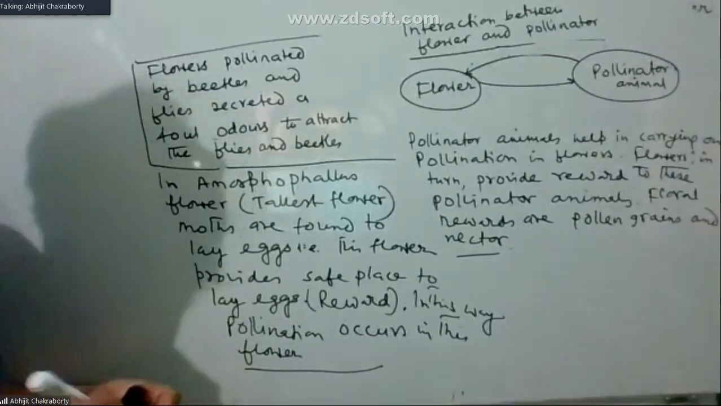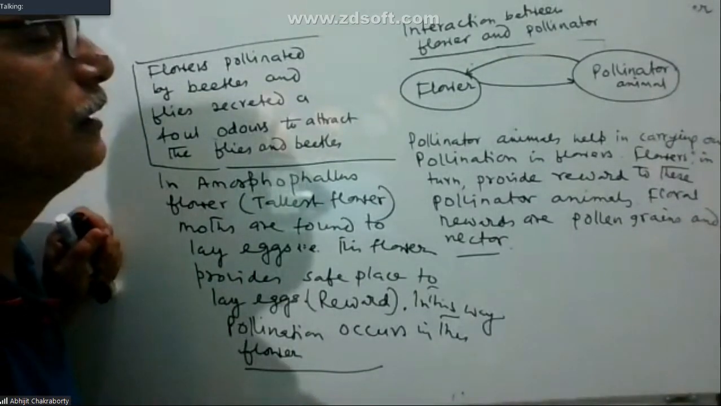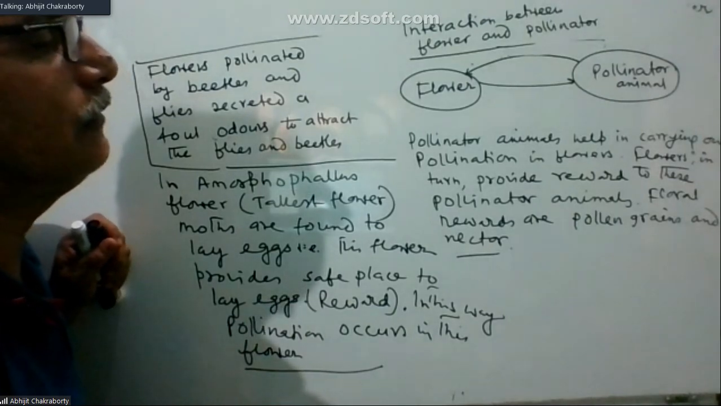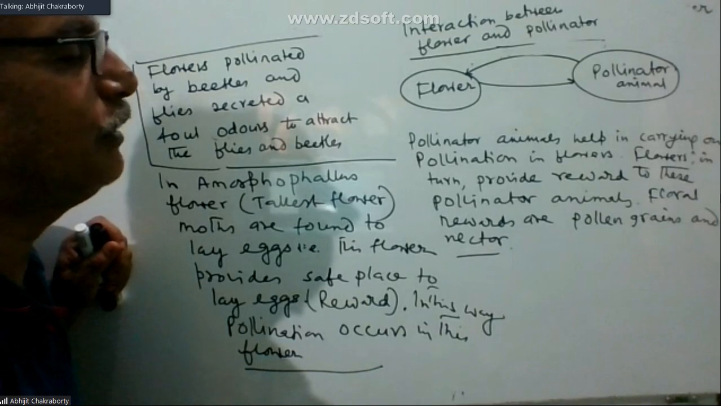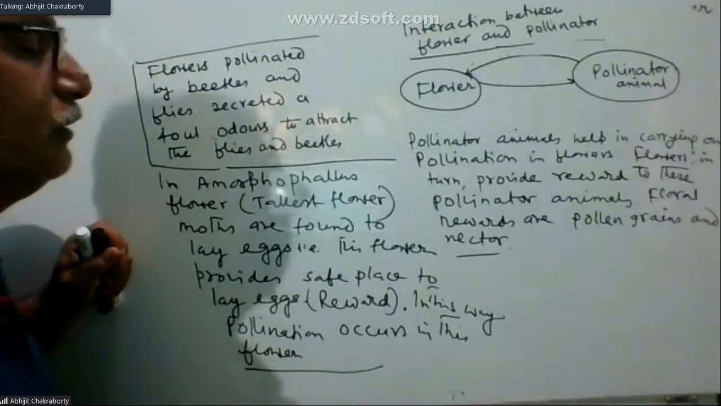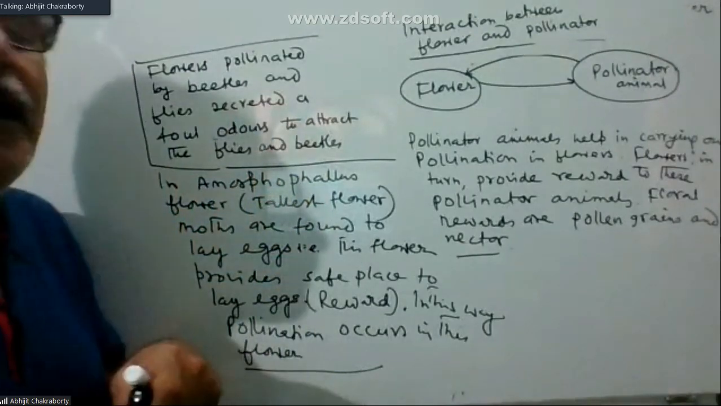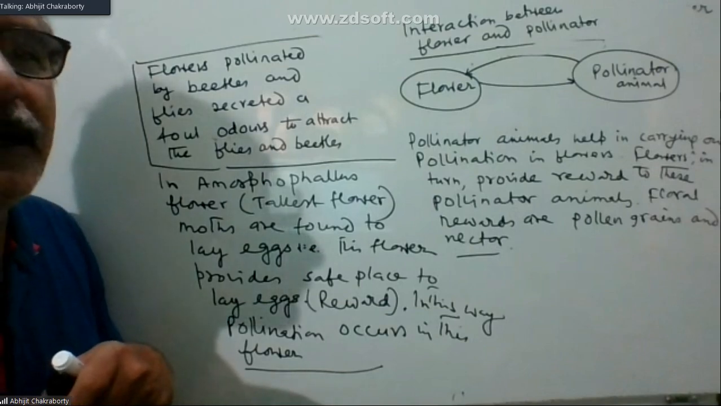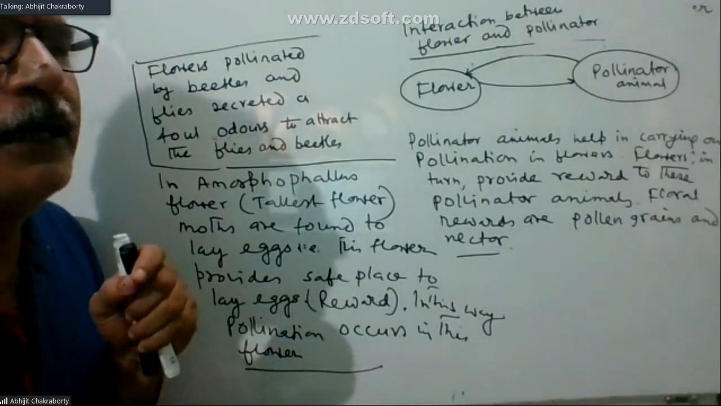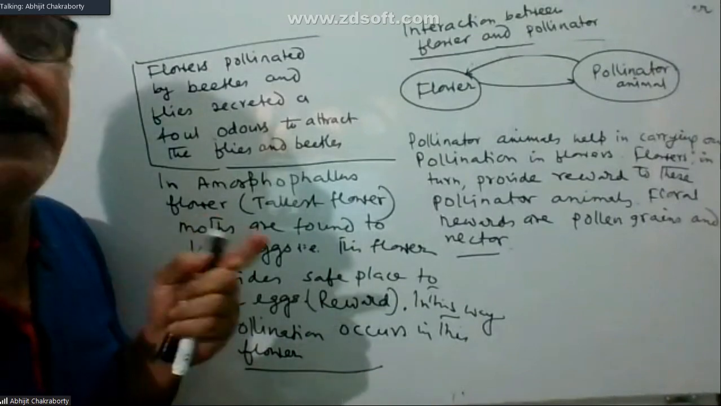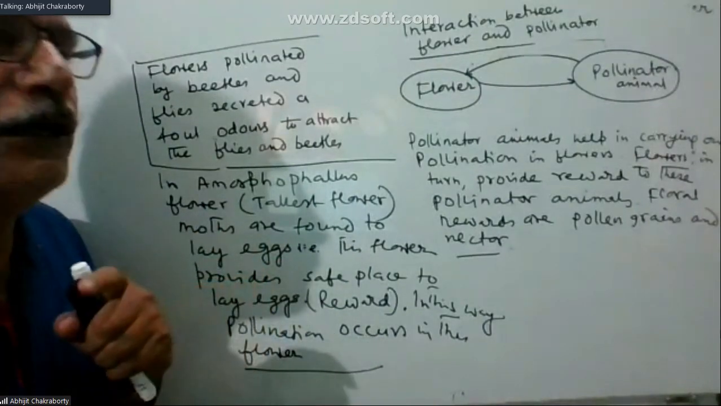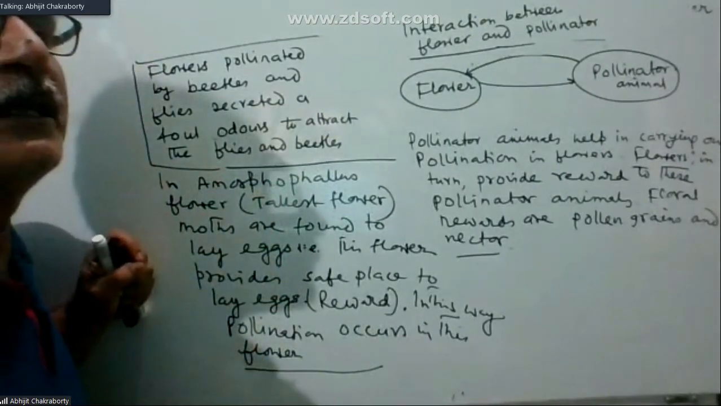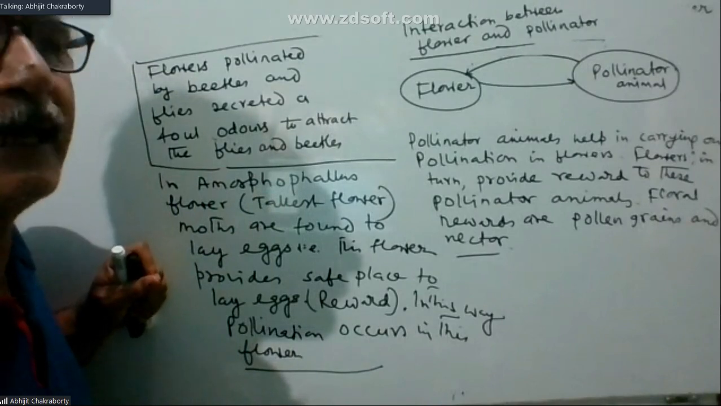Look what happens here. Pollinating animals help in carrying out pollination in flowers, and flowers in turn provide reward to these pollinator animals. In case of Amorphophallus, the floral reward is to provide a place for laying eggs. This is the reward here. So reward may vary. That's why I said earlier that in all cases the pollen grains and nectar may not be the reward. In case of Amorphophallus, the reward is to provide a safe place to lay eggs.